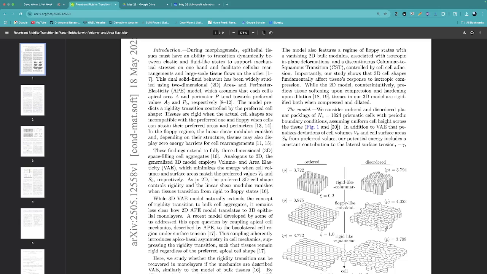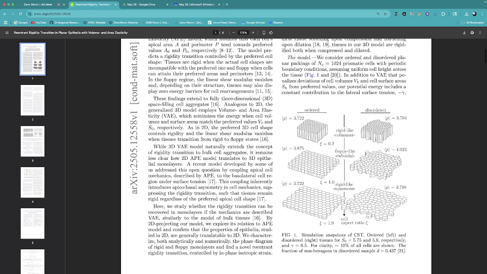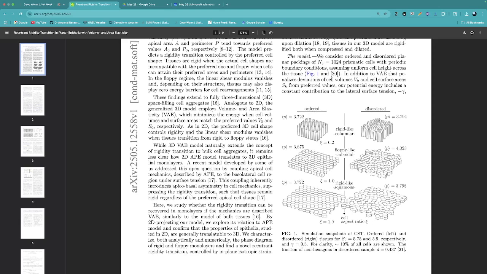So, as in 2D, the preferred 3D cell shape controls rigidity, and the linear shear modulus vanishes when tissue transitions from rigid to floppy states. Okay, so while 3D VAE models naturally extend the concept of rigidity transition to bulk cell aggregates, it remains less clear how the 2D APE model translates into 3D epithelial monolayers.